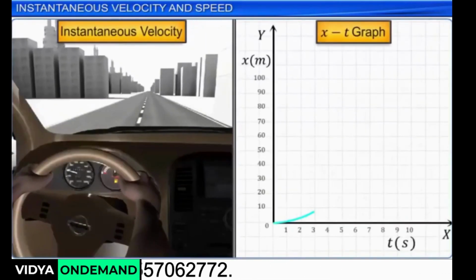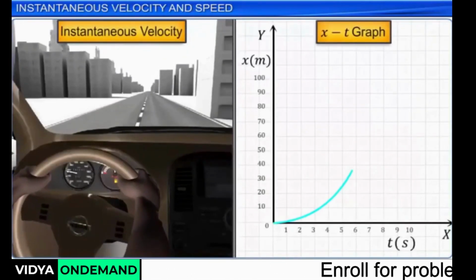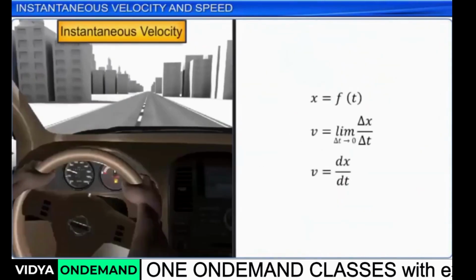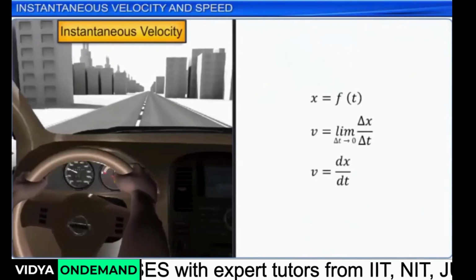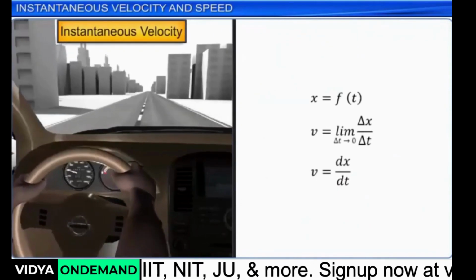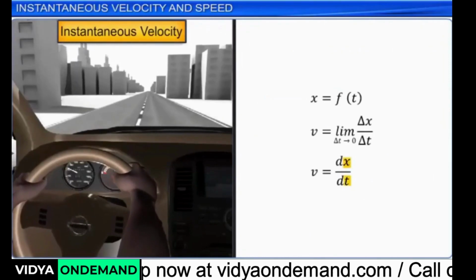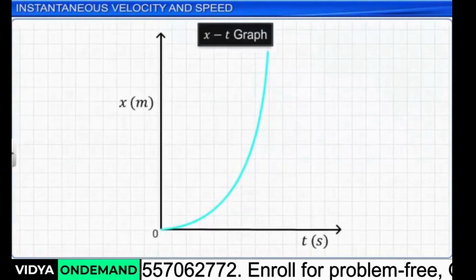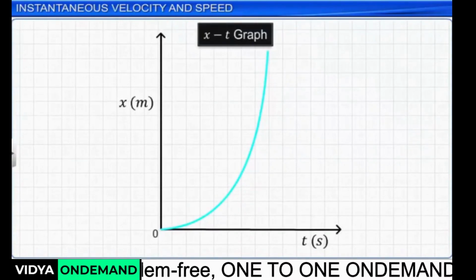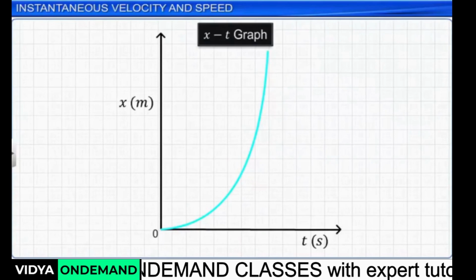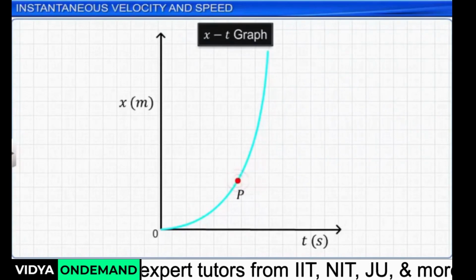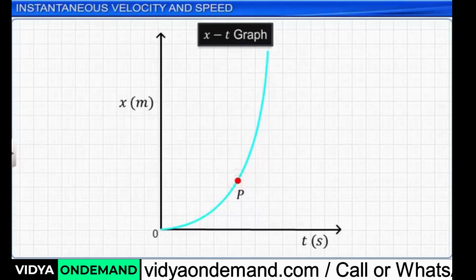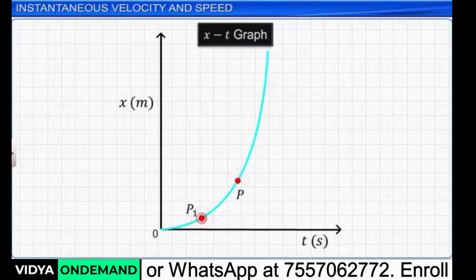We can obtain the value of instantaneous velocity either from the x-t graph or numerically using differential calculus if the relation between x and t is known for the motion. Let's understand how to calculate instantaneous velocity using an x-t graph. We first mark a point P on the graph at which the instantaneous velocity of the body has to be found. We mark 2 points P1 and P2 on either side of P.